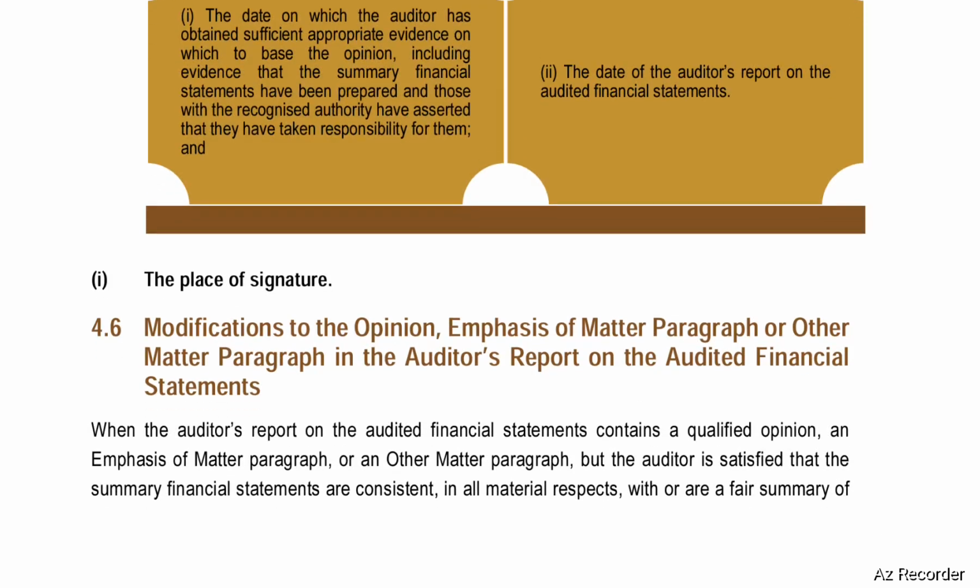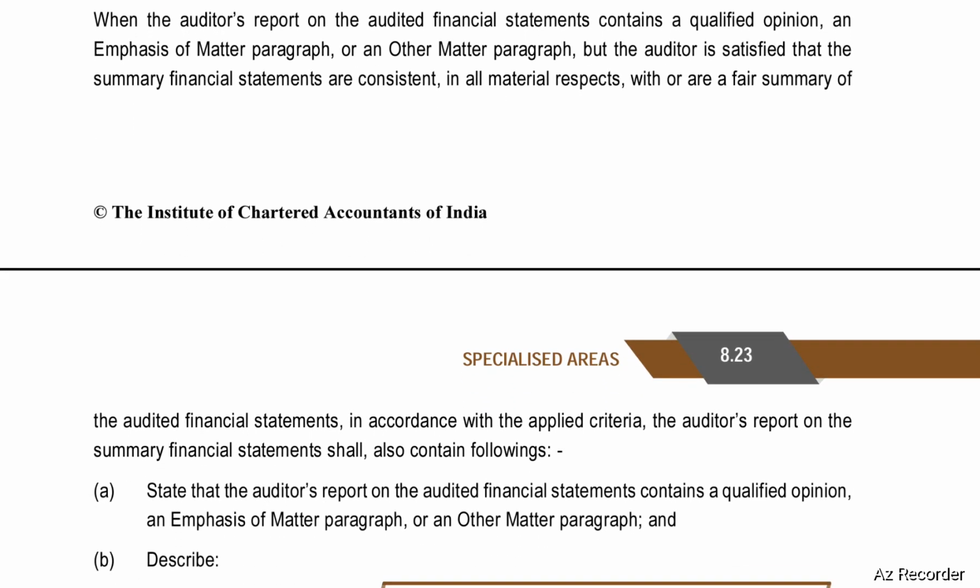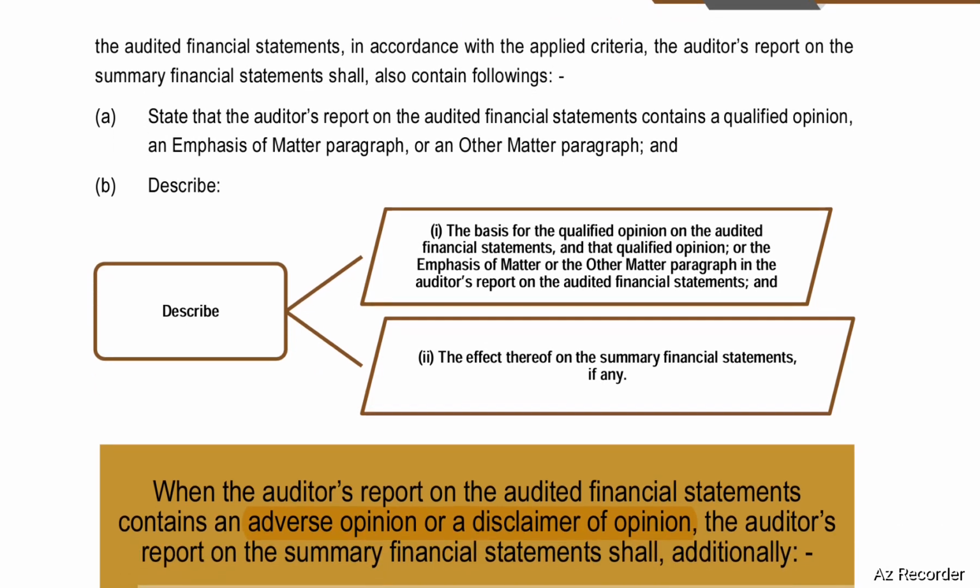Next, place of signature. Modifications to the opinion, emphasis of matter paragraph, or other matter paragraph in the auditor's report on the audited financial statements. When the auditor's report on the audited financial statements contains a qualified opinion, emphasis of matter paragraph or other matter paragraph, but the auditor is satisfied that the summary financial statements are consistent in all material respects with, or are a fair summary of, the audited financial statements in accordance with the applied criteria.